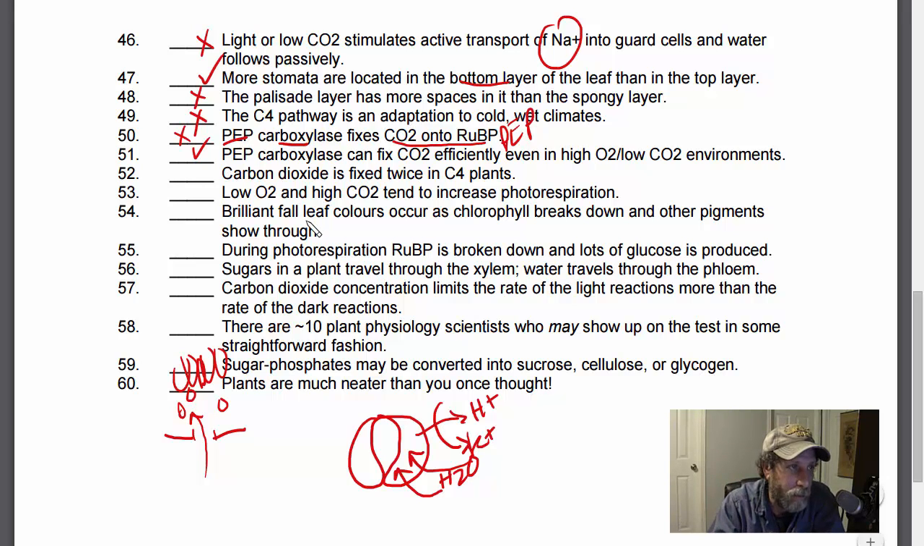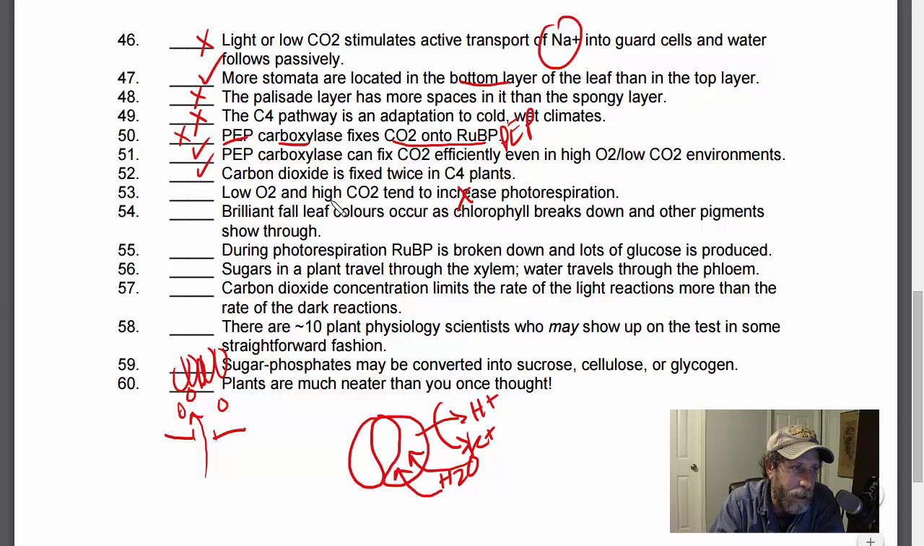and release the CO2. Carbon dioxide is fixed twice in C4 plants, and that's true because the first time PEP carboxylase grabs the CO2, as I just explained, we make oxaloacetate, which goes down to the bundle sheath cells and releases the CO2, which is then picked up by RuBP carboxylase and clicked on to RuBP. So we do fix the CO2 twice. Once it clicks onto PEP, the other time it clicks onto RuBP. So that's true.